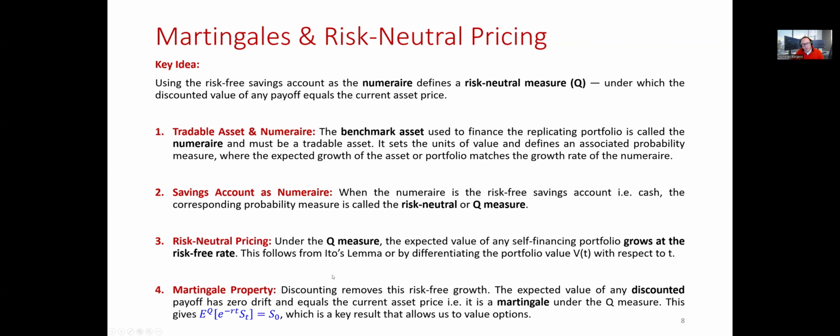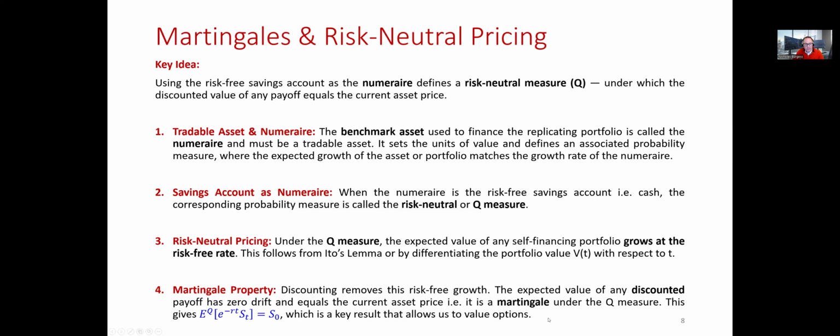Now, this is the key point of the slide, the martingale property. I'll explain this for you. Discounting removes this risk-free growth. The expected value of any discounted payoff has zero drift and equals the current asset price. That means it's a martingale under the Q measure, and thus gives this expected value formula, which is the key result that allows us to price options. Now, let me explain that to you.